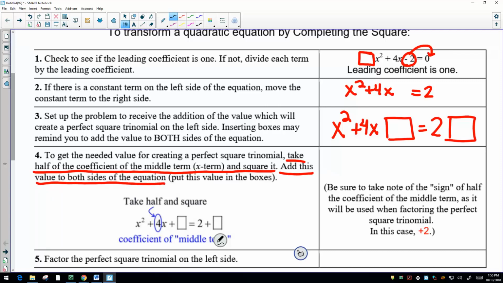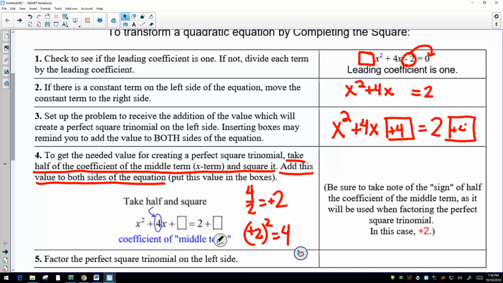So it says take half of the coefficient of the middle term. Like we have down below, that's the 4. If I take half of 4, we get a value of 2, and it's a positive 2, so watch your signs. Then we take that positive 2 and square it, which gives us a 4. Now it says we put that value in the boxes. In other words, we add that value to both sides.